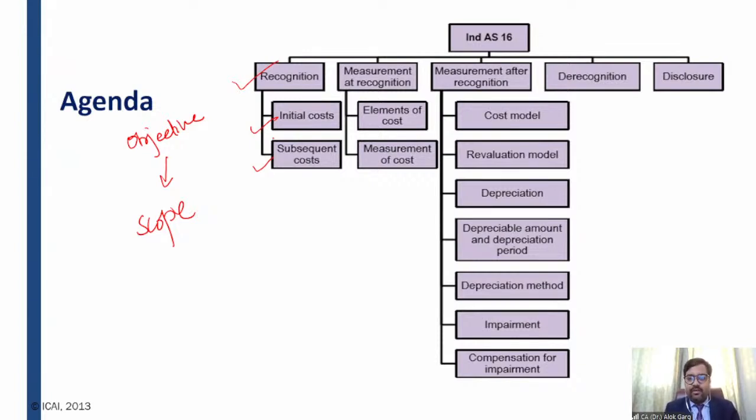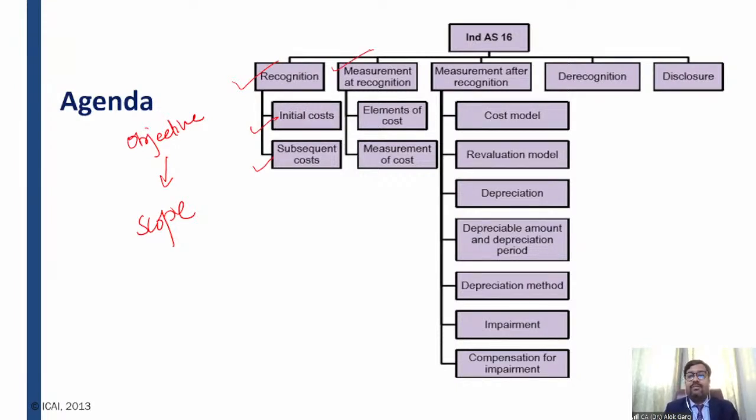Measurement at recognition. If I talk about measurement at recognition, it talks about what cost is covered under measurement at initial recognition. For example, if today I have purchased a car, whether I need to capitalize this car only at the price which I have paid to the seller, or, for example, if I have paid a registration fee, or carriage inward, freight and transportation charges, do those charges also get included in the value of the car? So this standard talks about measurement at recognition also.